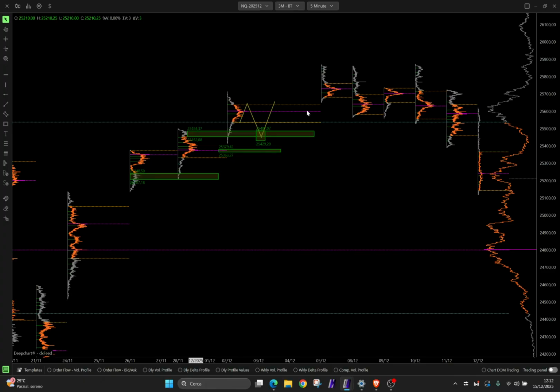Okay, then we build value higher. And for the first time in all this distribution, let me know if it's clear, you close a day with value lower, POC lower, and complete rejection. What does it mean here?